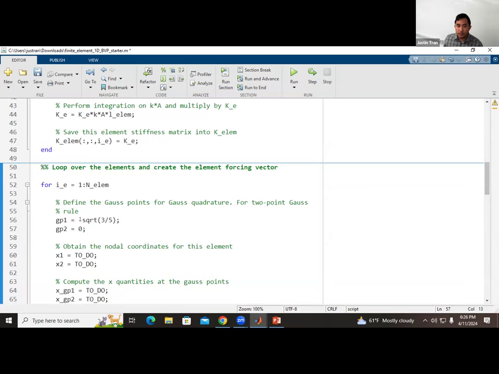Well, let me go ahead and change these back. So the first Gauss point is -1 over square root 3. The second Gauss point is a positive 1 over square root 3.